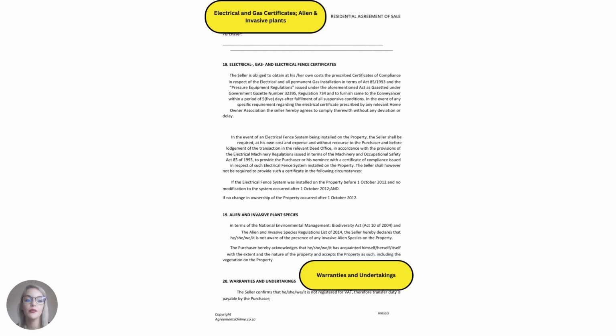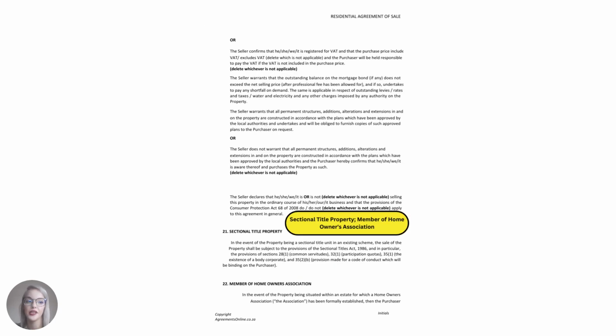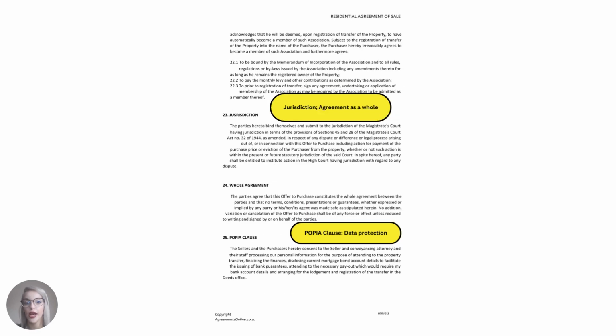The agreement then has some general clauses such as electrical and gas certificates, obtaining those, and alien and invasive plants, as well as any warranties and undertakings by both the buyer and seller under this agreement. The agreement then looks at what happens if the property is a sectional title property, and also if someone is a member of the homeowners association.